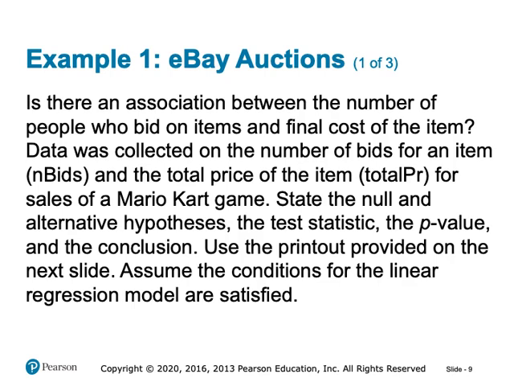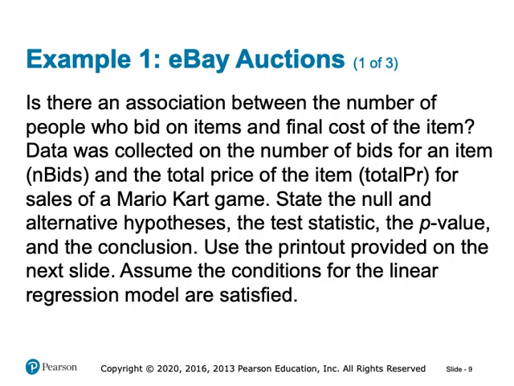Null hypothesis, H0: the slope beta 1 equals 0, meaning there is no linear association between the number of bids and the final price. Mathematically, this is expressed as H0: beta 1 = 0. Alternative hypothesis: the slope beta 1 does not equal 0, indicating that there is a linear association between the number of bids and the final price. This is expressed as HA: beta 1 ≠ 0.